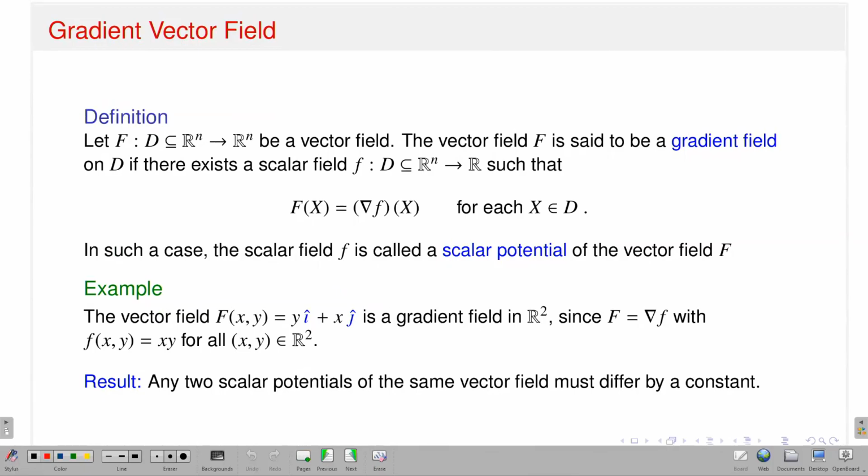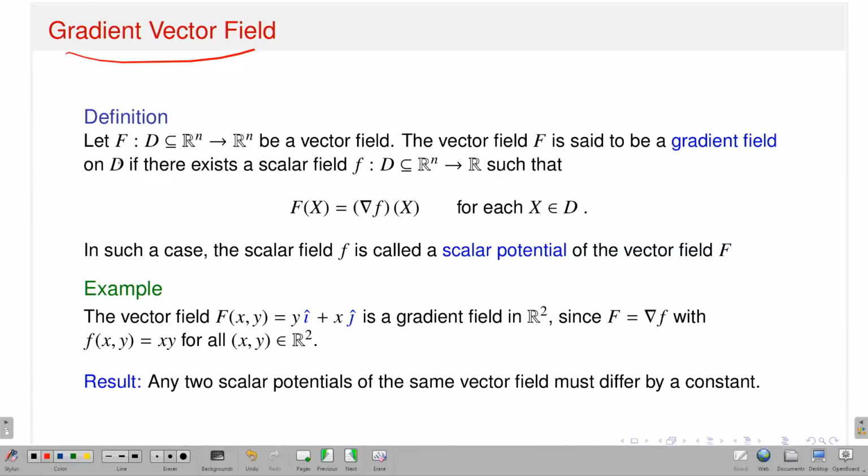So, I think I just defined what is called a gradient vector field, and maybe in my next lecture I will start with some examples of this. So, what is a gradient vector field? Suppose you have a vector field capital F, that means a map from some domain D, a subset of R^n, to R^n. I will say that the vector field capital F is a gradient field, or gradient vector field, on my domain D if there exists a scalar field f such that you can get back your capital F, which is nothing but the gradient of f.